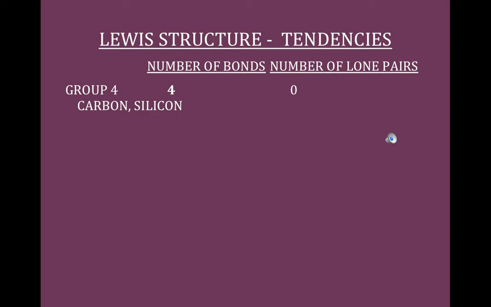So friendly reminder, group 4, you're going to end up with 8 electrons around them, all involved in bonds, so there are no lone pairs. If it's group 5, like nitrogen, phosphorus, you end up with 3 bonds, and that means you have 1 lone pair left over to get up to your 8 electrons.